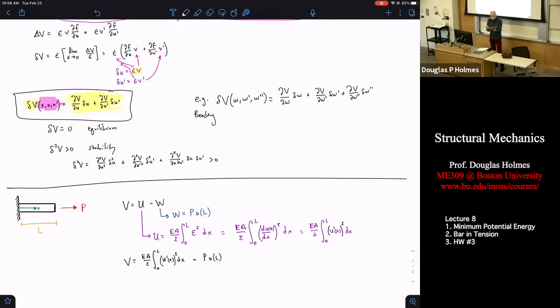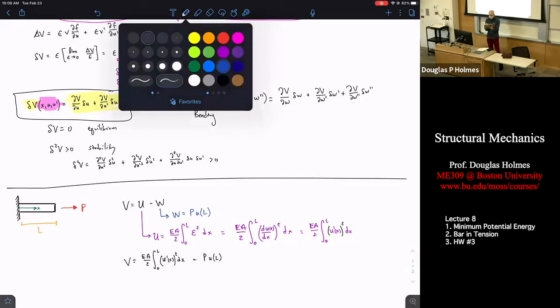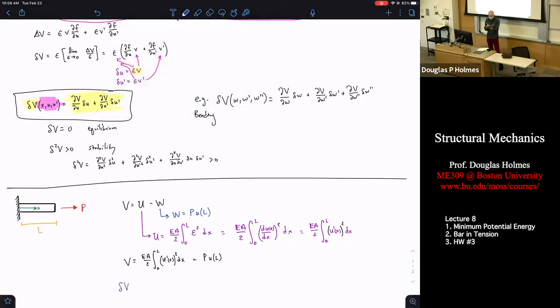So what we want to do now is calculate the first variation in V. The first variation in V, as we know, is going to be equal to the derivative of V with respect to u times du. Take a second and see if you can calculate what dV, the first variation in V, is.